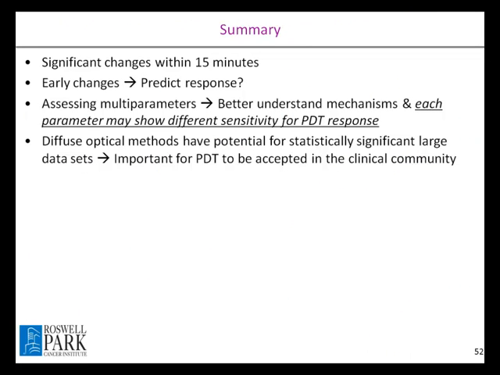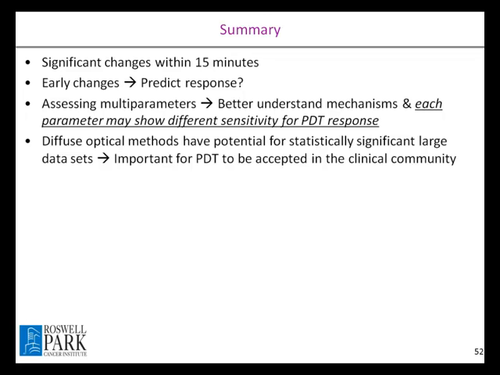As a summary, I will say that we are seeing significant changes within 15 minutes. Early changes can be predictive. We don't know. And assessing multiple parameters is really useful because we can look at blood flow, blood volume, and oxygen saturation, the deoxy part, and try to look at the metabolism, the oxidative metabolism or consumption rate, and how it is related. And like you guys did in the breast case, which parameter will be the most sensitive to the changes, or which parameter will be the predictor, or close to the predictor. So we will look into that, and we are looking into that.